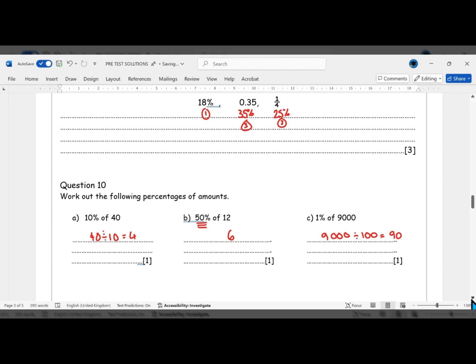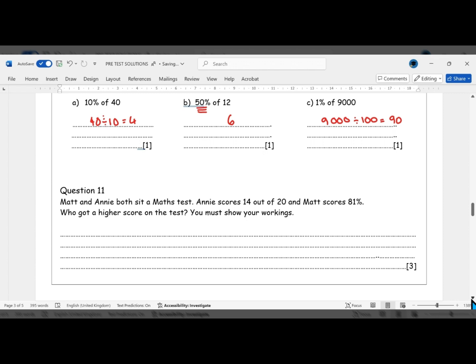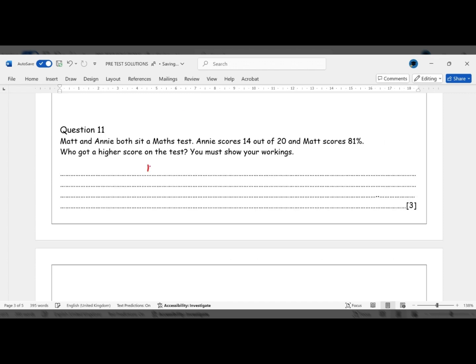And finally, in your non-calculator section of this, okay, I'm interested that Annie's score is 14 out of 20, and I'm trying to compare that with 81%. Now, to compare a fraction with a percentage, we kind of want that fraction to be out of 100. That's what percent means. So how many 20s go into 100? Well, it's 5, 20, 40, 60, 80, 100.